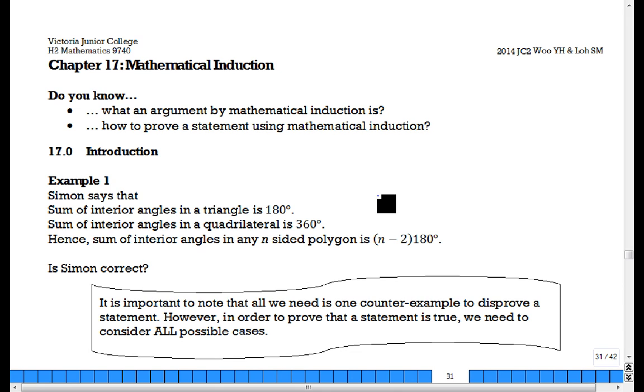Chapter 17 is about proofs. How do we prove that something is true? First of all, we must understand the idea.